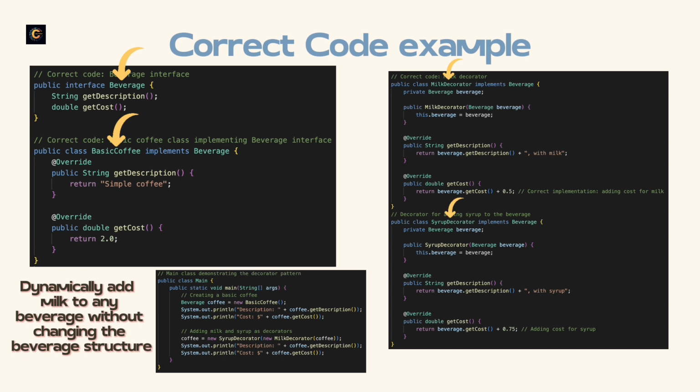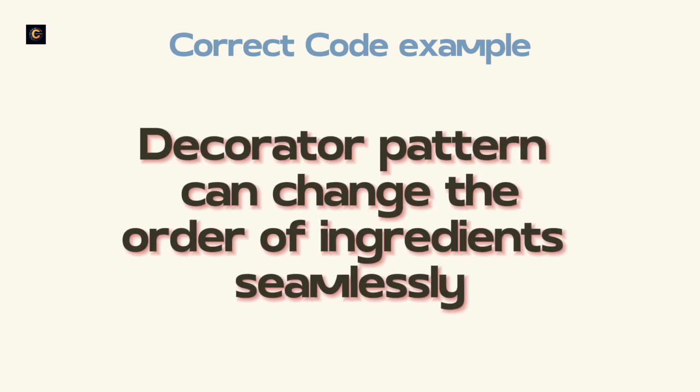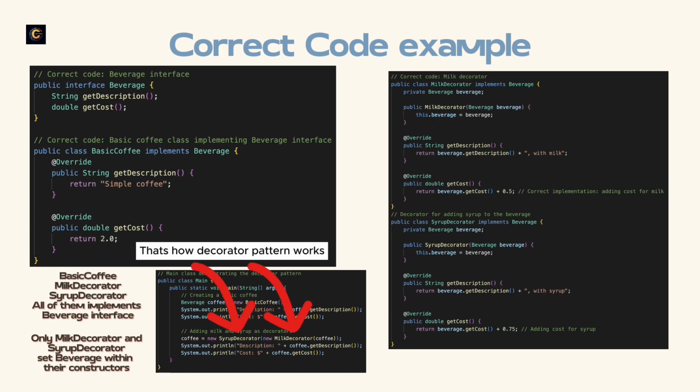Also, think about this. If we want to add more ingredients apart from milk or syrup, that ingredient would easily fit into this current architecture because of the loose coupling. Decorator pattern allows you to change the order of adding ingredients to the base component seamlessly. It would just work. This demonstrates the elegance and the flexibility of the decorator pattern. It allows us to add new features to objects dynamically, making our code more maintainable and adaptable to change.